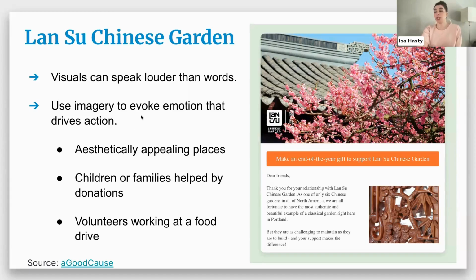And then, using imagery that evokes emotion to drive action. So whether you have aesthetically appealing places, if you're a theater that has cool photos from shows, or a museum that has really beautiful photos of your artwork, things like that. If you are a family services org or a children's services org, showing images of people being helped by the donations or by the services. Even volunteer photo ops can be great. So next time you have volunteers, take some photos, include those in impact stories or email headers, or just imagery throughout your email to show, okay, there are real people working toward this real cause.